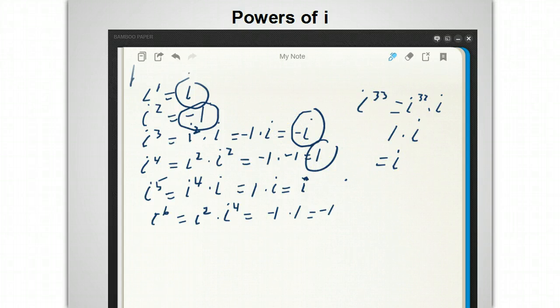So we'll stop it there, and we'll continue on with this and see how we can continue to deal with operations with complex numbers and use them to solve equations.